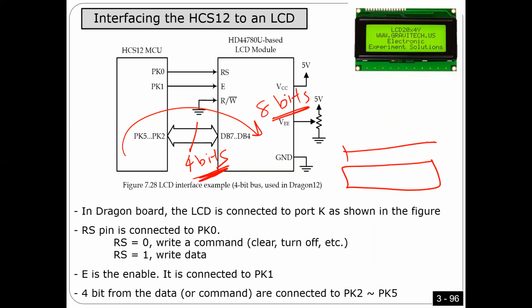So if this is a data or this is a command, it has 4 and 4. We're gonna send the most significant 4 first, and then we're gonna send the least significant 4 second. Is that okay, guys? A very important thing.